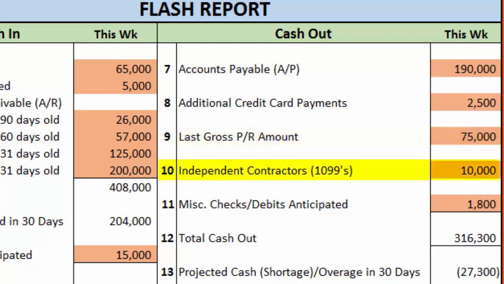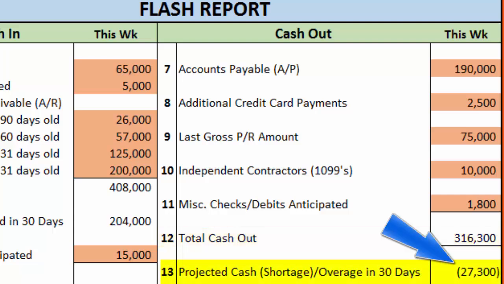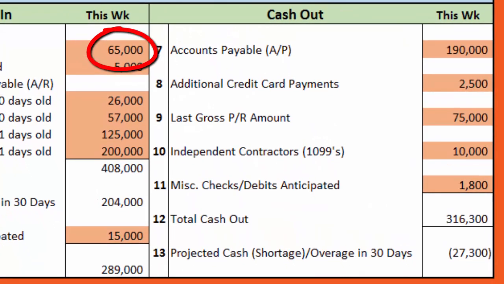Line 10 are his contract workers who will not show up in his payroll. Line 11 is for checks he might write for miscellaneous purchases. Line 12 is his total cash out, and line 13 is his 30-day cash forecast. Going from a $66,000 cash position to a negative $27,300 over the next 30 days could be very discouraging. But isn't it better to know this 30 days in advance versus having it just surprise him?